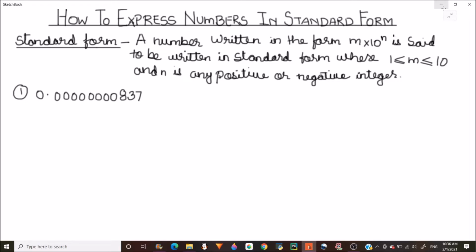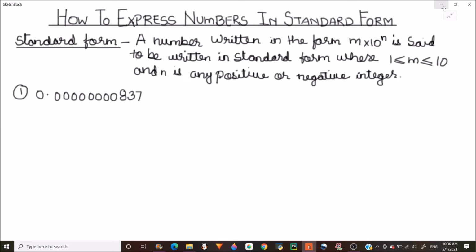For this, we should know what the standard form representation of a number looks like. A number m times 10 to the power n is written in the standard form where m is between 1 and 10. M is any number which is greater than or equal to 1 and less than or equal to 10. And n is any positive or negative integer.